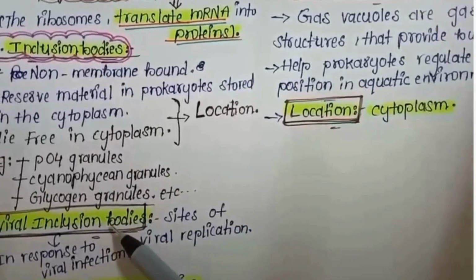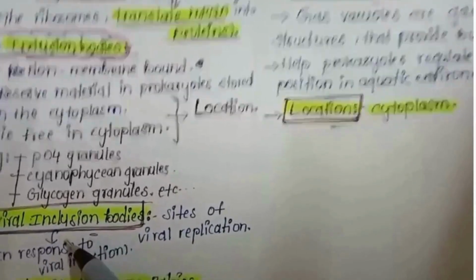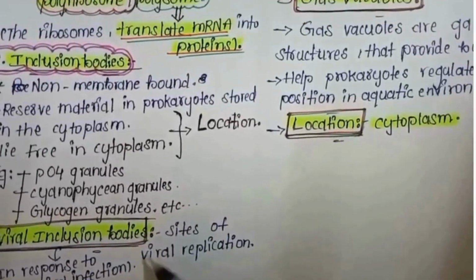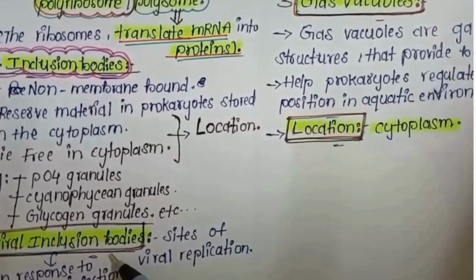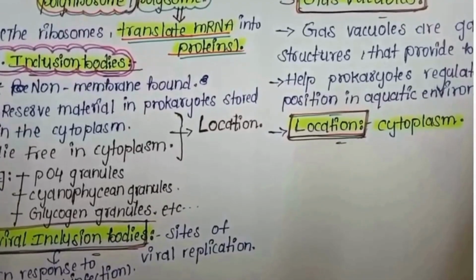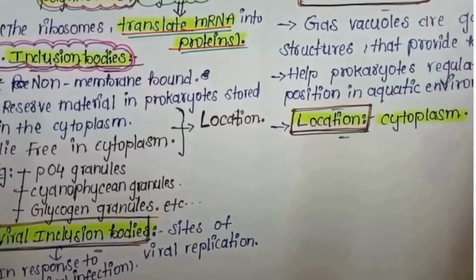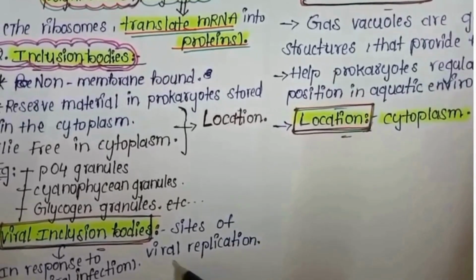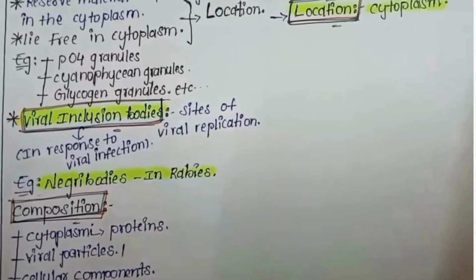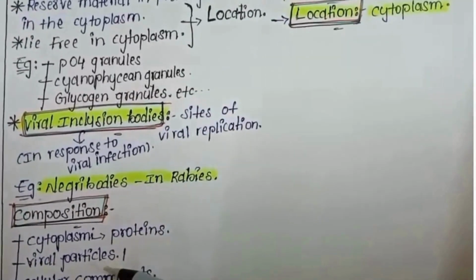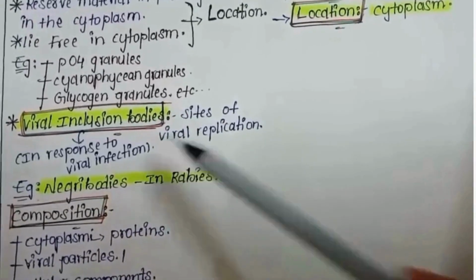In some cases, these are present during viral infection, because these are the sites of replication, present as viral inclusion bodies. An example is Negri bodies in rabies, which is caused by a rhabdovirus. They are composed of cytoplasmic proteins. Viral particles are cellular components of the virus.